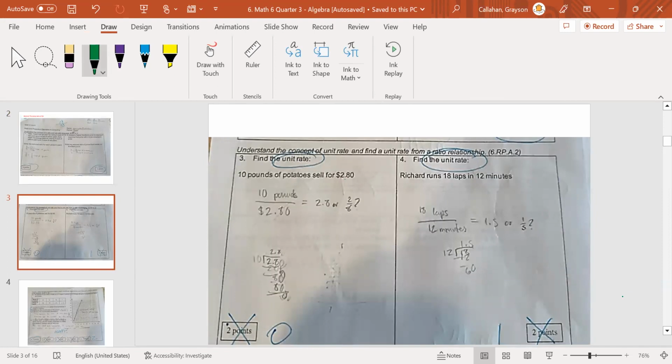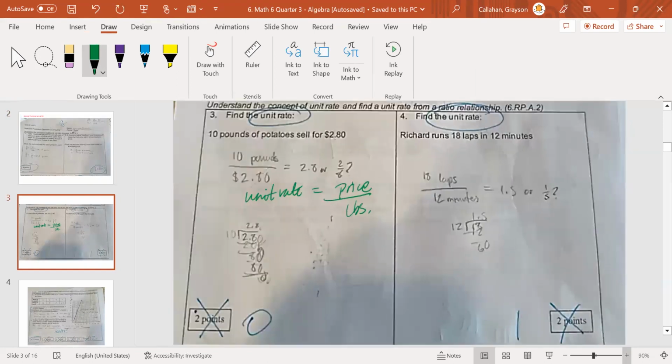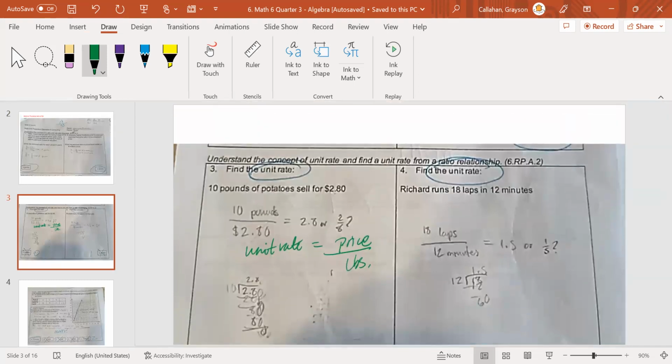So if you're looking for the unit rate, it is going to be the price divided by the pounds. You just kind of did it opposite. Do you see that? Okay, because you're supposed to say 1 pound is this much. So the way you want to think about it is 1 pound equals this much money. Okay, so in order for you to do that, you have to do price divided by pound.